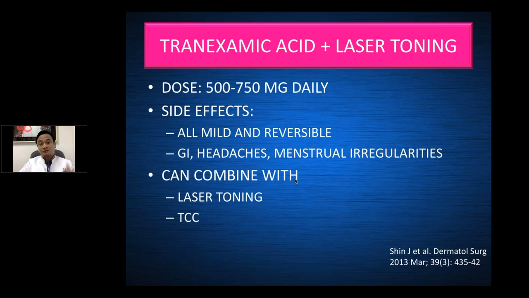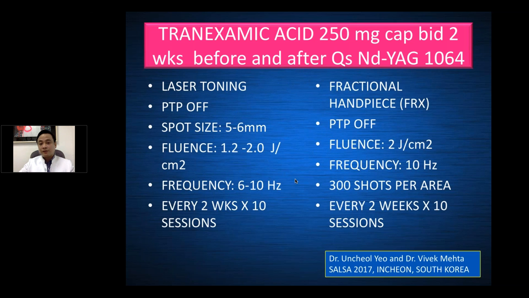So these are the settings of laser toning. It's usually PTP off, which is the phototoning pulse of the tri-beam laser. Spot size of 5 to 6, fluence of 1.2 to 2 joules per centimeter squared, frequency of 6 to 10 hertz, and laser toning is done every 2 weeks until you reach 10 sessions.